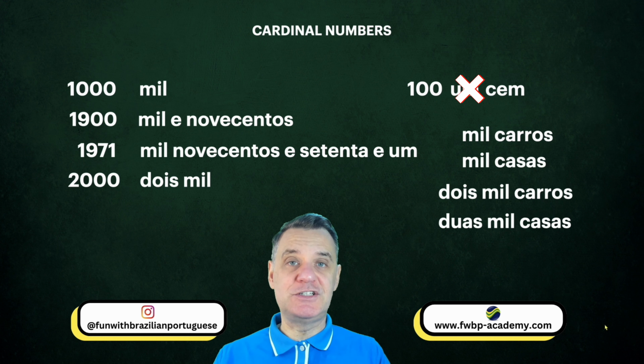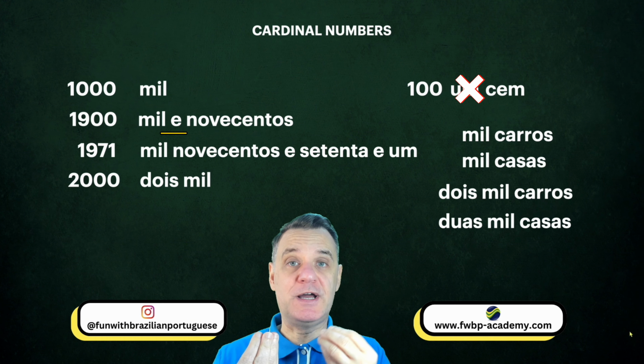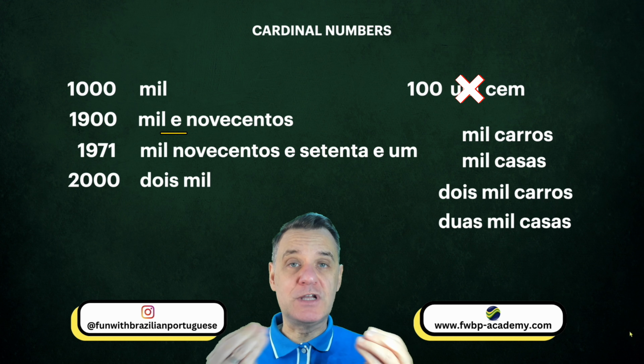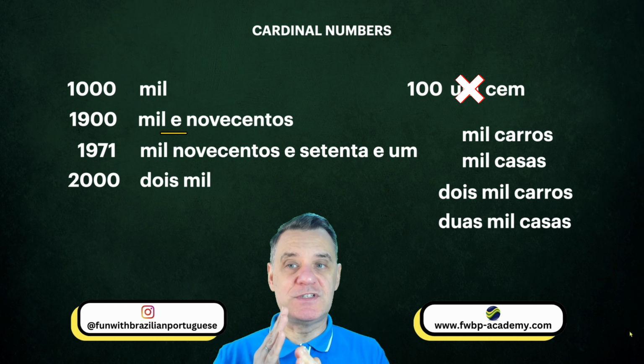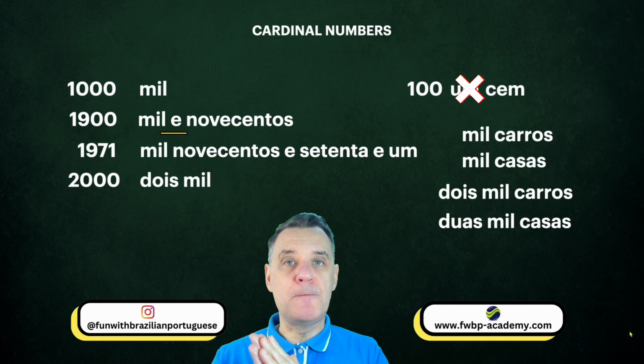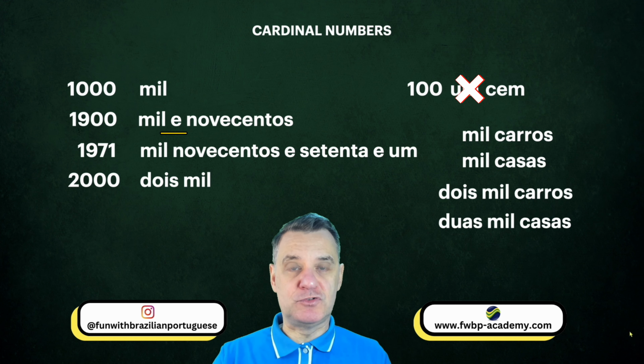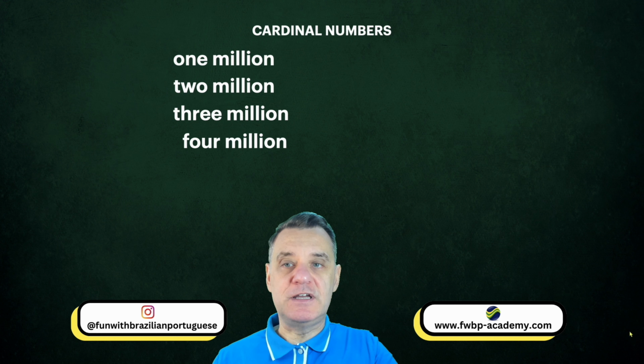Now let's see some pronunciation tips here. The L in mil, it doesn't have a strong sound. The L actually has an U sound. So it's not mil, it's miu. Mil. Now in the following example, we've got that U sound followed by an E sound. They are going to kind of merge into one we sound. So don't leave a gap between them. Don't say miu e, say miue novecentos, mil e novecentos. Now let's move on to the next slide.